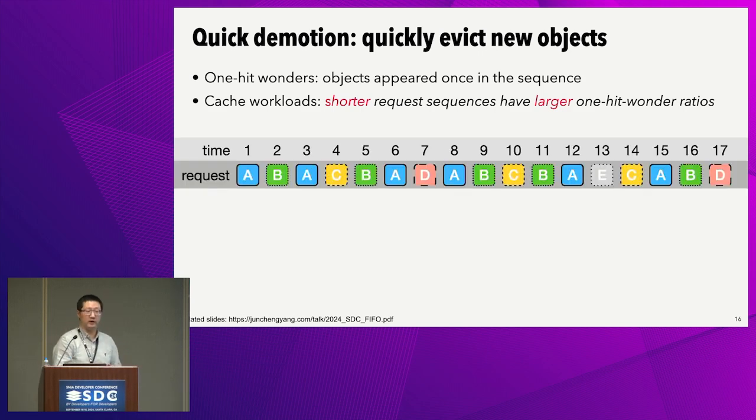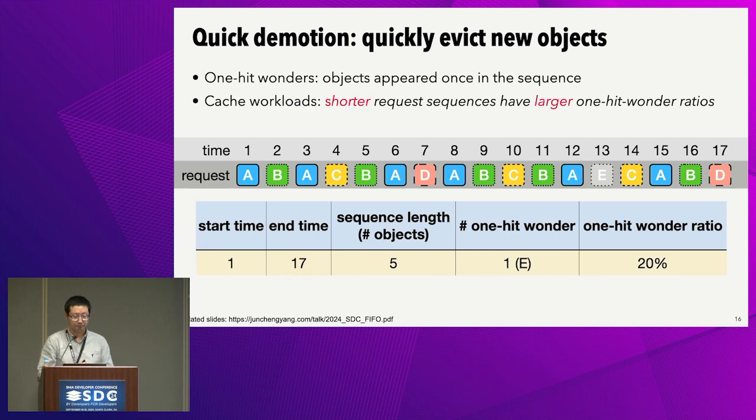Let's look at one toy example. In this example, I have 17 requests for objects A, B, C, D, E. In total, there are 5 objects, and only one of them is a one-hit wonder, which is object E here. All other objects have at least 2 requests. And the one-hit wonder ratio for this full request sequence is 20%.